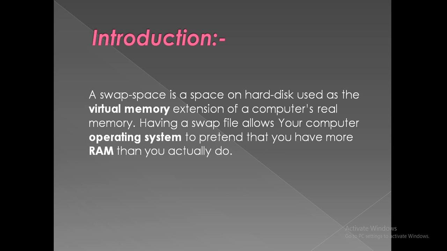Introduction. A swap space is a space on secondary memory, that is the hard disk, used as virtual memory in order to extend the computer's real memory, that is RAM. Having a swap file allows your computer's operating system to pretend that you have more RAM than you actually do.